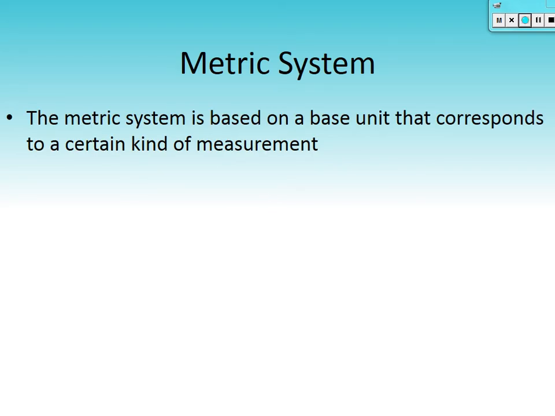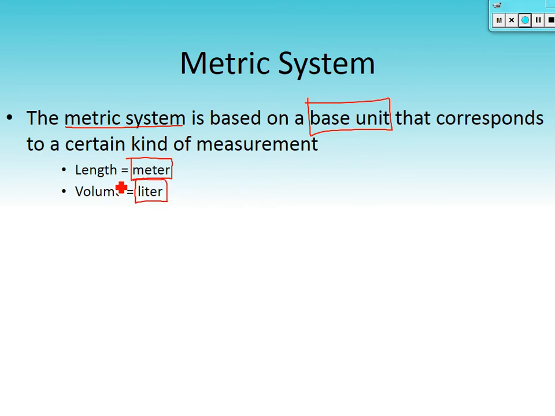So the metric system is based on base units that correspond to a certain kind of measurement. For example, in the metric system, the base unit for length is the meter. The base unit for volume is the liter. And the base unit for weight, which is really mass, is the gram. So the meter, the liter, and the gram are the base units in the metric system.